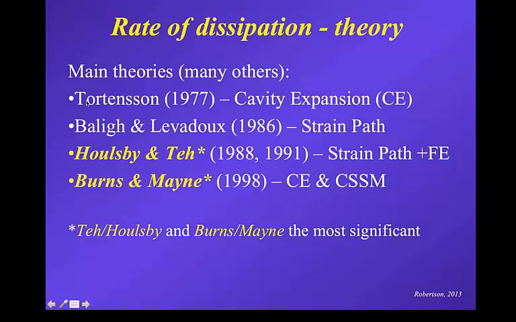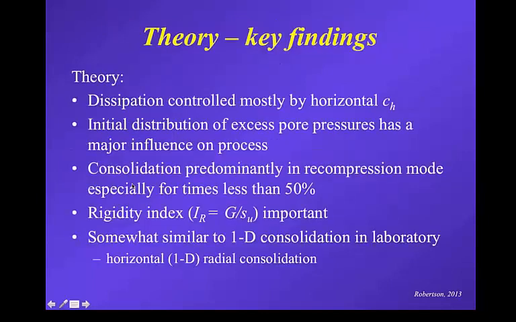But then in the late 80s, early 90s, Houlsby with a graduate student, Teh, Houlsby and Teh, and then Teh and Houlsby had a couple of papers, and they took the strain path method, developed it a little bit further, added in a slightly different numerical constitutive model, and then added in a little bit of finite element to get equilibrium and sort of updated it. And what was interesting is the solutions by Teh and Houlsby ended up being very similar to the ones by Torstensson.